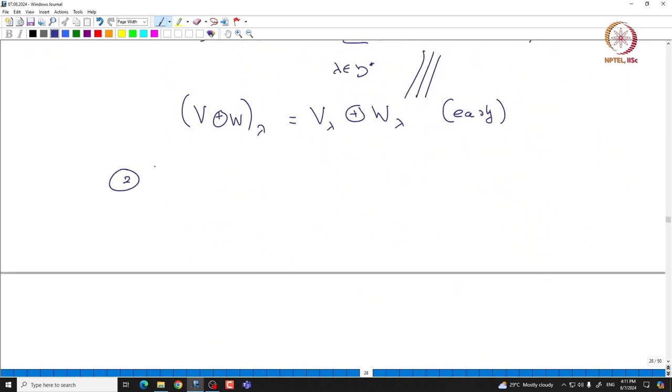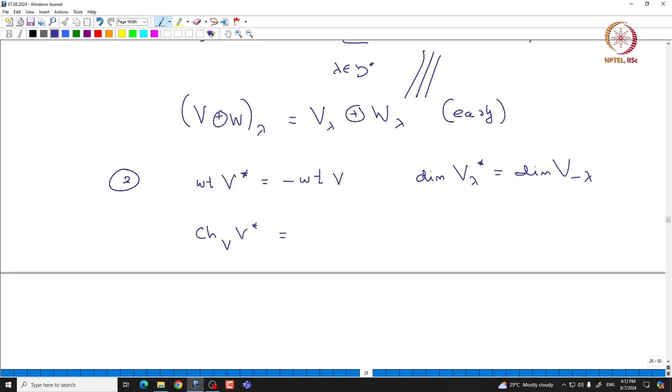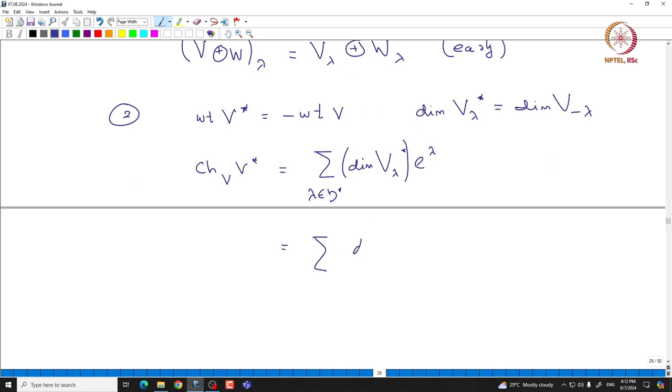Now if you look at the dual, the character of the dual: we already know that the weights of V star are the negatives of the weights of V, and the dimension of the lambda weight space of V star is the same as the dimension of the minus lambda weight space of V. So this tells you that the character of V star has a close relationship with the character of V. The character of V star is equal to the summation of dimension V star lambda e power lambda, lambda in H star. You replace this by dimension V minus lambda, and then e power minus of minus lambda, lambda in H star.